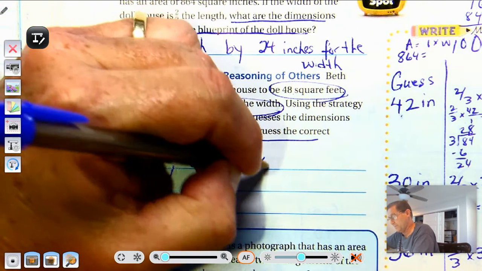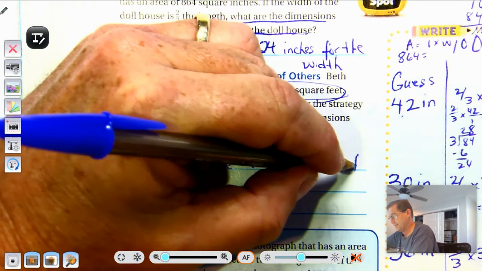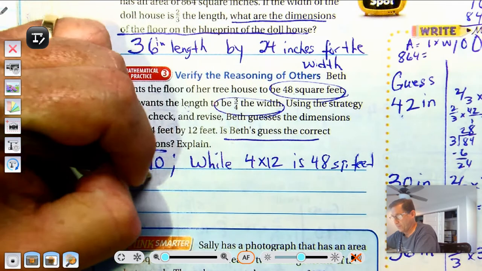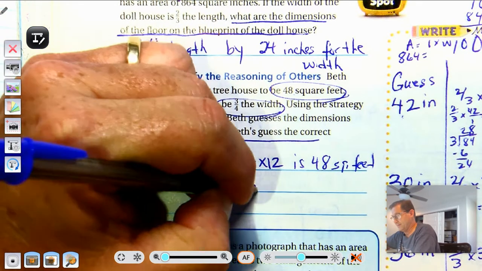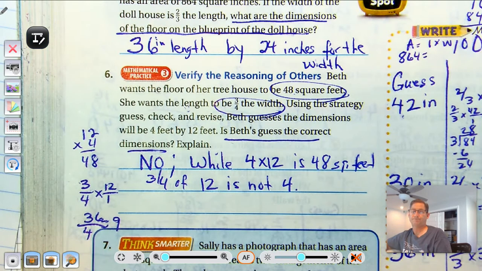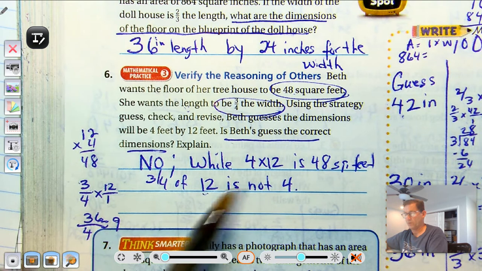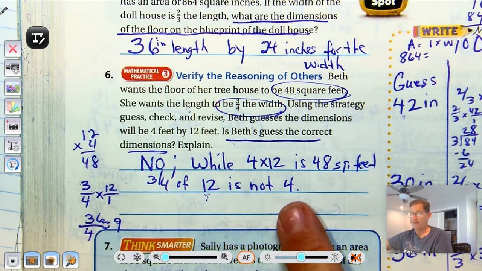While 4 times 12 is 48 square feet, 3/4 of 12 is not 4. And if 3/4 of 12 is not 4, then 4 times 12 wouldn't work. Okay, because she's not going to have 4.